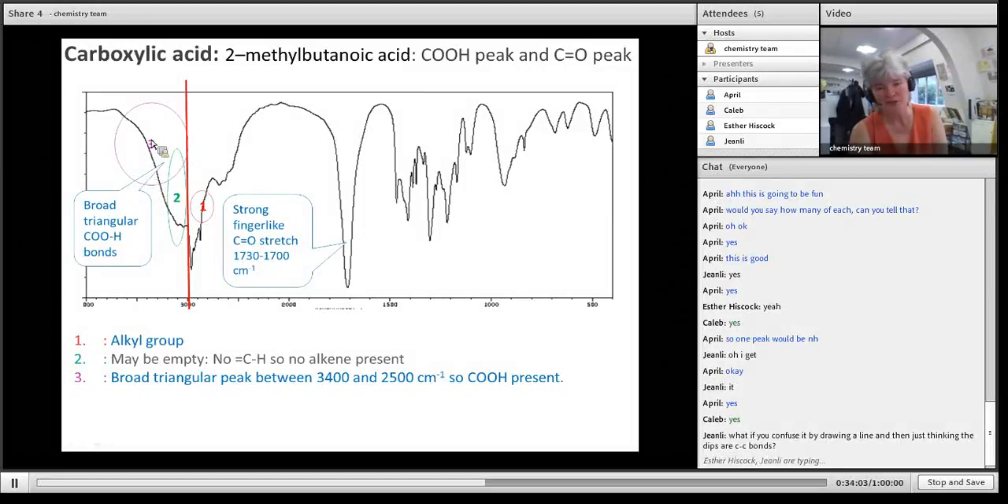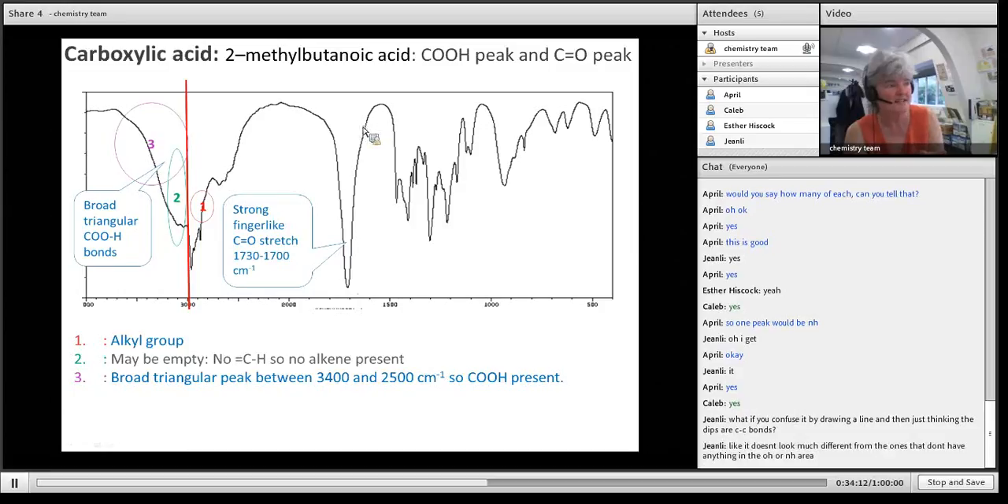So we know we've got a carboxyl, and then if we go over here, can you see the difference between a CC double bond and a CO double bond? The CC is lower down, and it's thinner. It doesn't get as far down as here. It doesn't absorb as much. It normally finishes around about there. It's much thinner. The C double bond O is quite fat. It's what we call finger-like, like a finger sticking down. So it doesn't look much different from the ones that don't have anything in the OH or NH area.